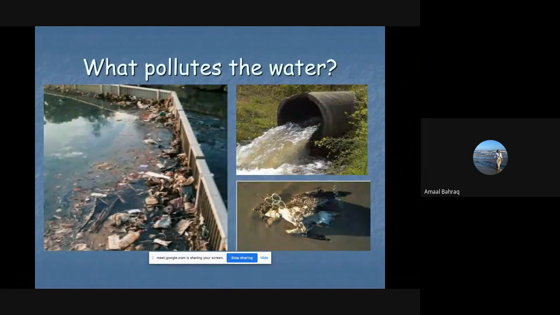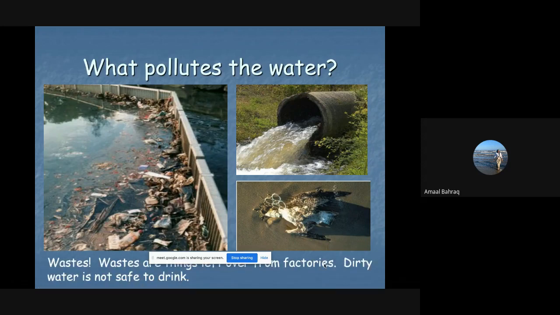What pollutes water? A lot of the times when we have trash, our trash ends up in oceans and waters. When that happens, you will see right here that there's a buildup of a lot of trash that has come from around the world. Notice that animals get stuck in plastic sometimes, or they eat plastic, which makes them very sick. Wastes. Wastes are things that come from factories. Dirty water is not safe to drink. A lot of the oceans have started being polluted, which means that the ocean water is also not safe.